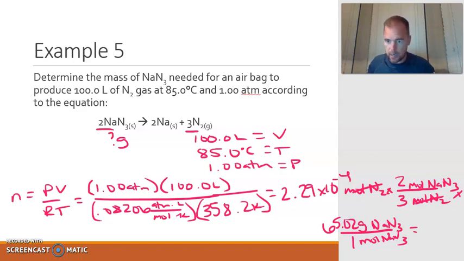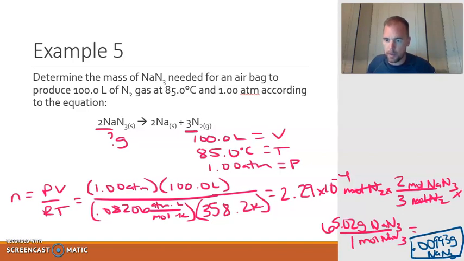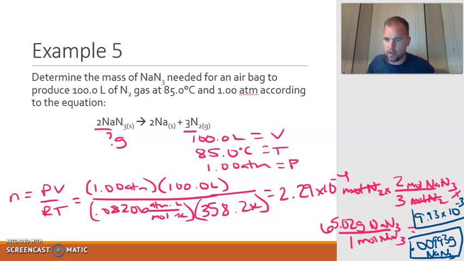I end up getting, and I'm going to write it in blue so it shows up a little bit better. Okay, I end up getting 0.00993 grams of sodium azide. You could have also written that in scientific notation as well, which would have been 9.93 times 10 to the negative third. Okay, either one is fine.